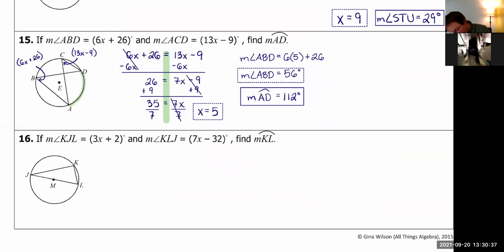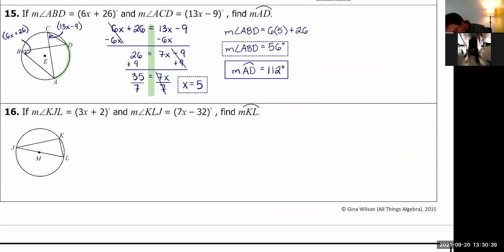And then number 16, if you wanted to try this one out, you would end up getting that x equals 12. And through the use of that, you should eventually end up finding that the measure of arc KL equals 76 degrees.